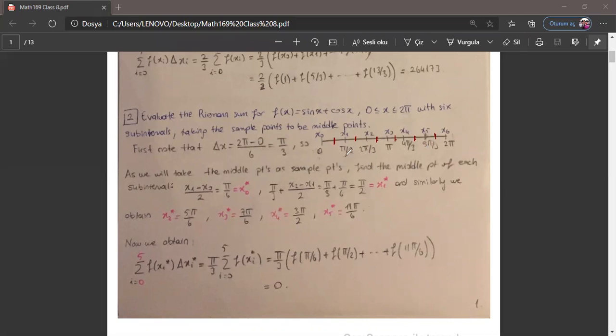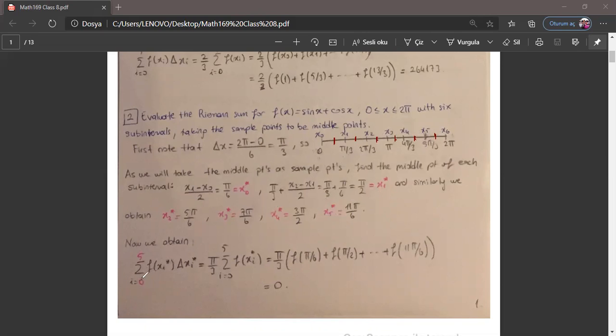For this one, we write pi over 3 minus 0 over 2. So we get pi over 6. And for this one, we have pi over 3 and then x2 minus x1 over 2. We compute that and get pi over 2. Okay, we will denote the middle points by using the star symbol. So for each subinterval, we get the middle points.